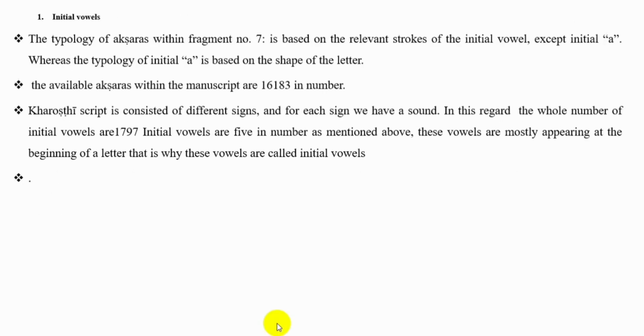The typology of Akshara within fragment number 7 is based on the relevant stroke of the initial vowel except initial A, whereas the typology of initial A is based on the shape of the letter. The available Aksharas within the manuscript are 16,183 in number. The Kharosthi script consists of different signs, and for each sign we have a sound. In this regard, the whole number of initial vowels is 1797. Initial vowels are 5 in number. As mentioned above, these vowels mostly appear at the beginning of a letter. That is why these vowels are called initial vowels.